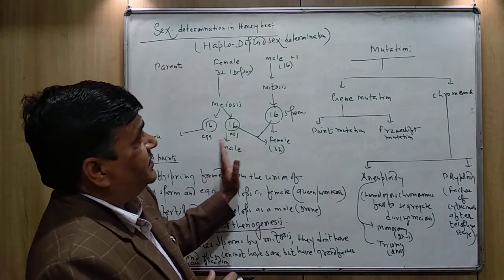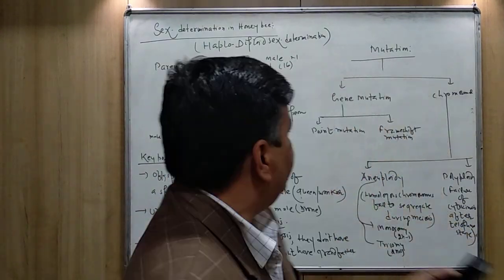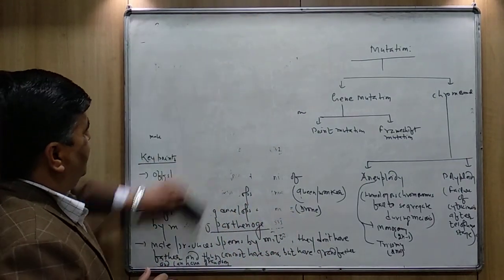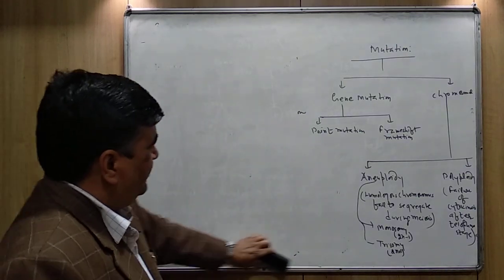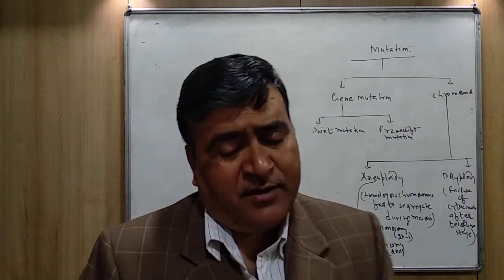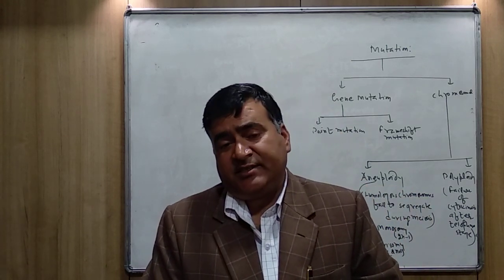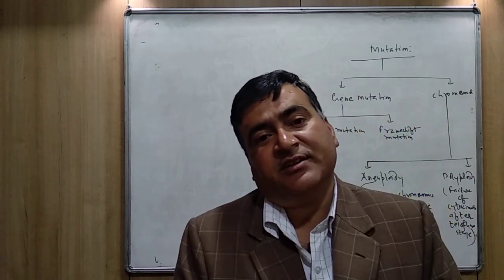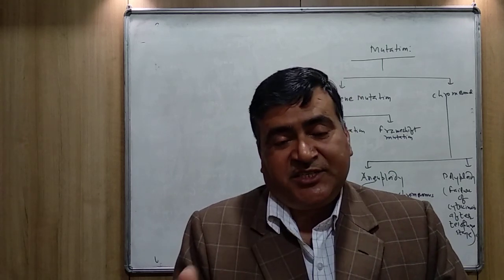Now, the next topic in this chapter is mutation. I have written here about mutation. What do you mean by mutation? Anyone? What do you mean by mutation? The mutation is the process of the change of the genetic material. Mutation is the sudden change in the structure of the DNA, in the structure of the gene.